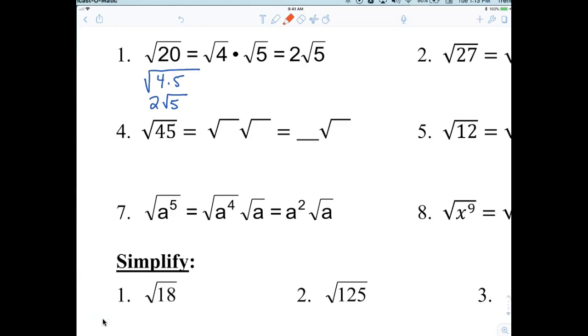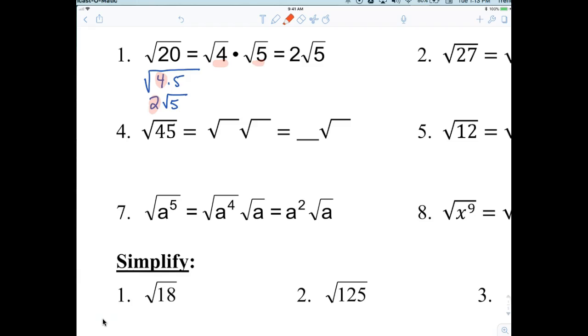Now, listen for just a second. The square root of 4, you already know is what? 2. So basically what we're doing each time is we are looking for the perfect square that's in that radical. What they're doing here is showing how you're breaking it down 4 times 5. I just personally think it's easier to go ahead and write it as the square root of 4 times 5.